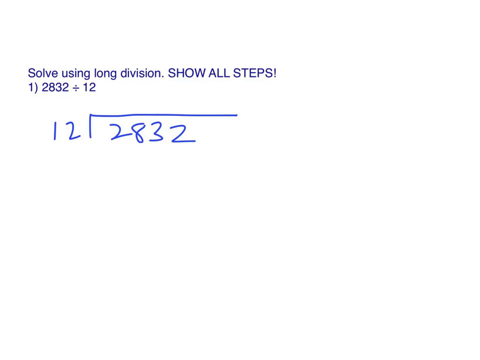So that's the reason why I'm showing you this kind of problem, because the process that we use here is basically the exact same process that we're going to use for polynomials. Our first move is to see how many times 12 goes into 2. It doesn't. How many times does 12 go into 28? 2. And we know that that's 2, so we put the 2 above the 8.